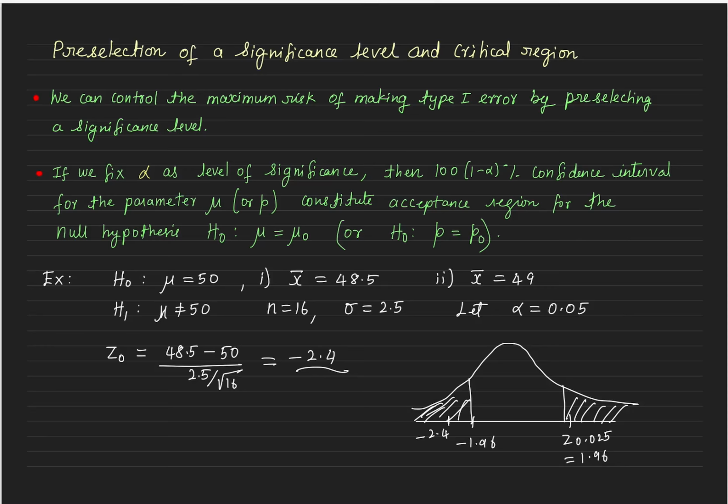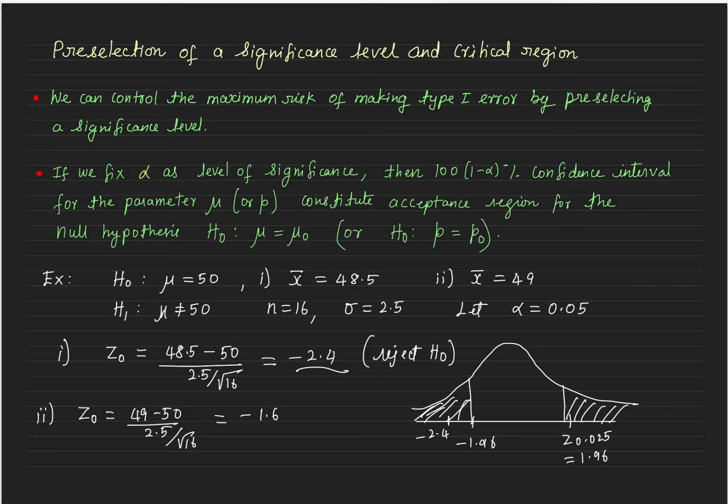Okay, we consider the second case. In the first case, we reject the null hypothesis. That's the conclusion: reject H naught. Second case, Z naught is what? 49 minus 50 divided by 2.5 upon root 16. This is equal to minus 4 upon 2.5, which is minus 1.6.